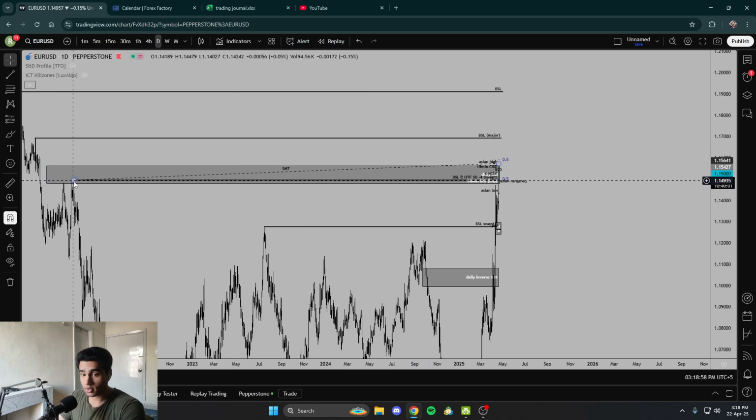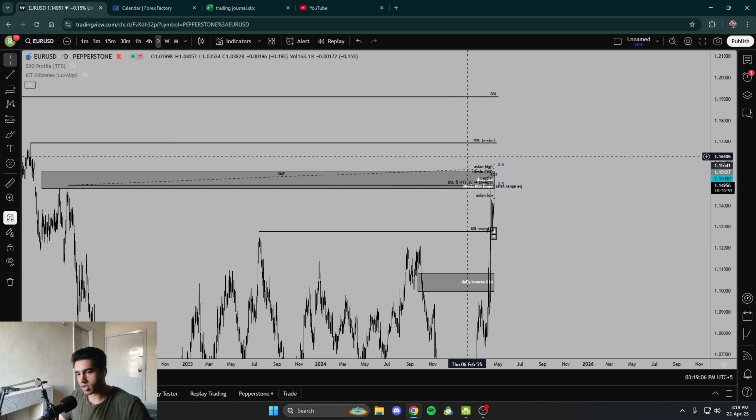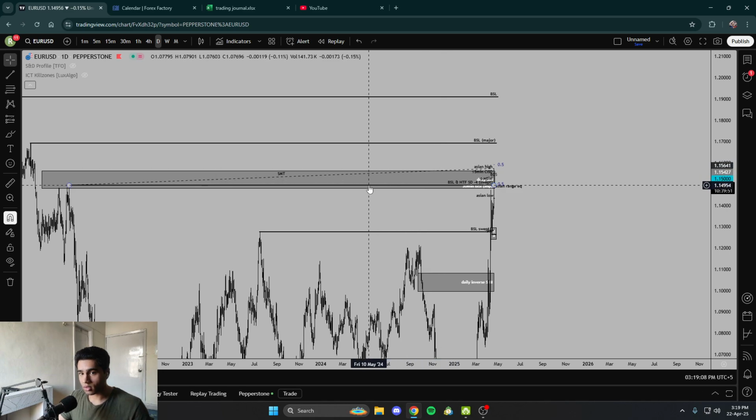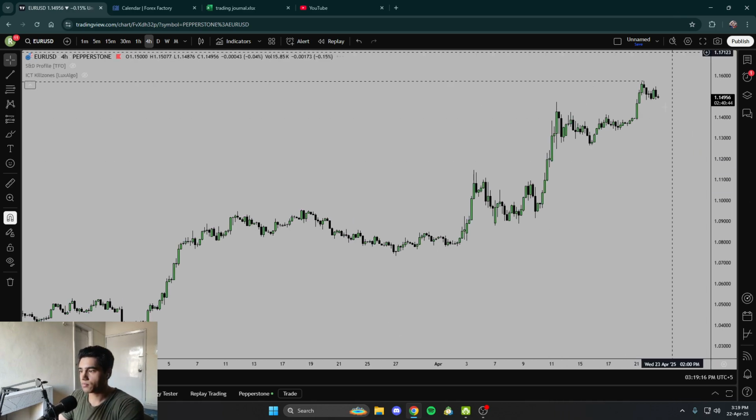This drawn liquidity itself is also very significant. It's a significant swing high, right? So this was an important drawn liquidity which got swept on the EURUSD, but not on the dollar index. So we created an SMT, a very significant SMT on the highs, right?